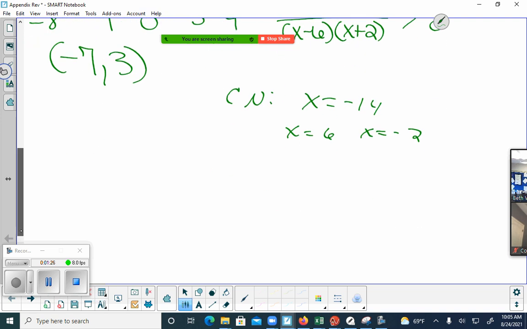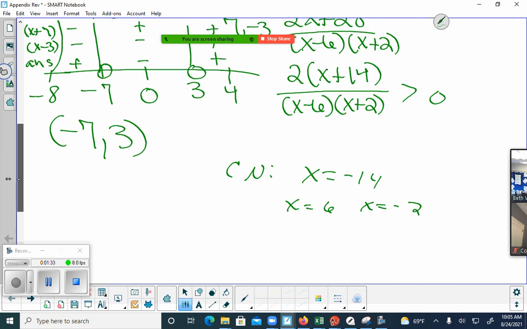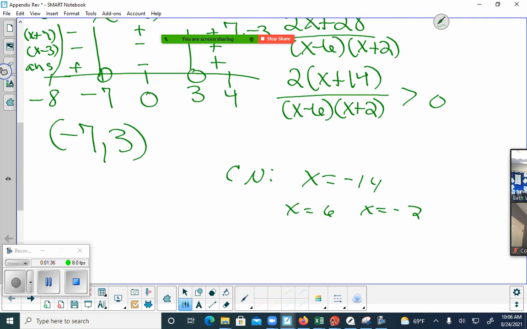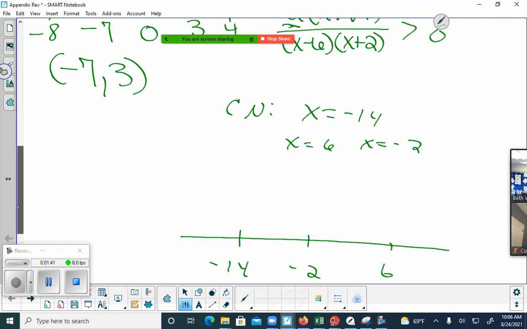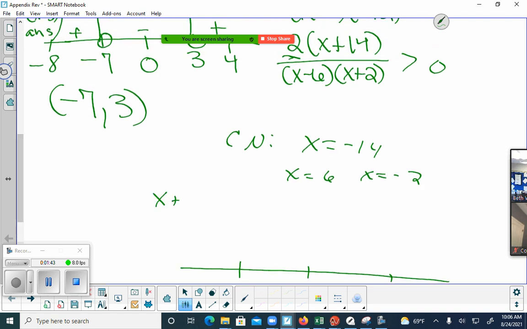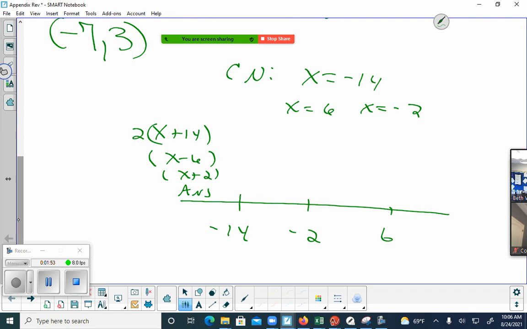So when I go to do this, I'm going to do a number line. I'm going to put them in chronological order. And then I'm going to put my factors. So I'm going to put my numerator first. Do I need this too when I'm determining whether it's positive or negative? No, I don't, because it's positive, so it's not going to change anything. So I'm going to write x plus 14. If it bothers you, you can throw the 2 there, but you don't need it. X minus 6, x plus 2, and then my answer. What kind of circles will I have? They're all open. Now, I'll go through that in a second.